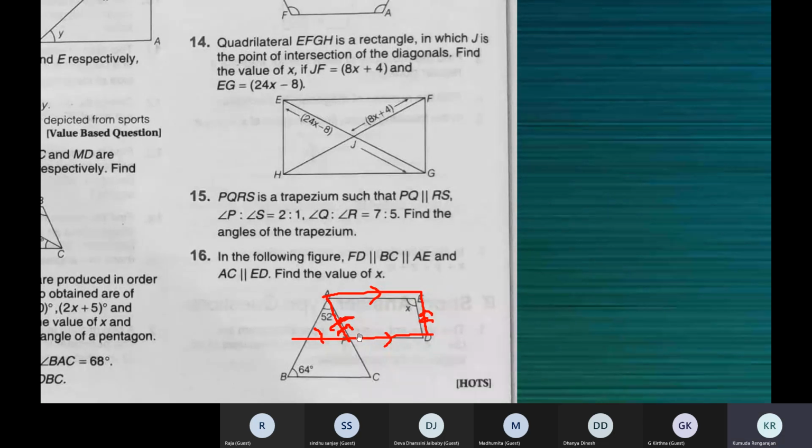Now produce this line like this. Now these two lines are parallel. That's also given to us. This is the transversal. Corresponding angles are equal. So this will be 64. Is that understood?